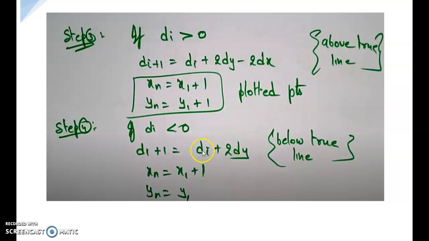At that time the next point will be x1 plus 1 and y1 will be y1. If di is greater than 0, the next point of x is updated by 1 and the next point of y is updated by 1. But if di is less than 0, the next point of x is updated by 1, but the next point of y is the initial point of y, that is y1. So this is the algorithm of Bresenham's line drawing.